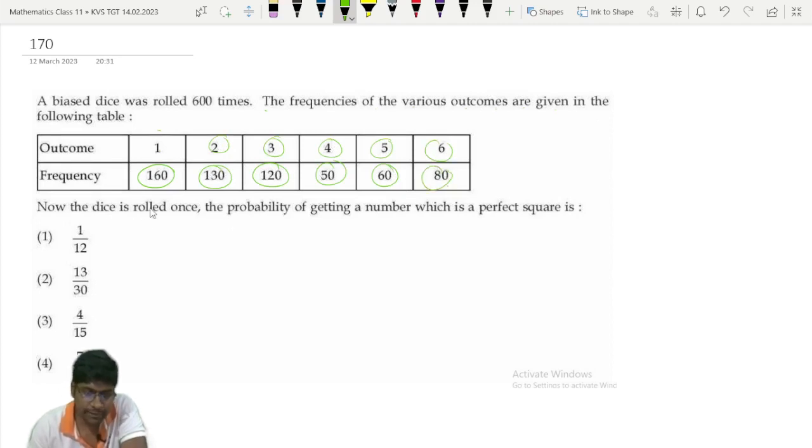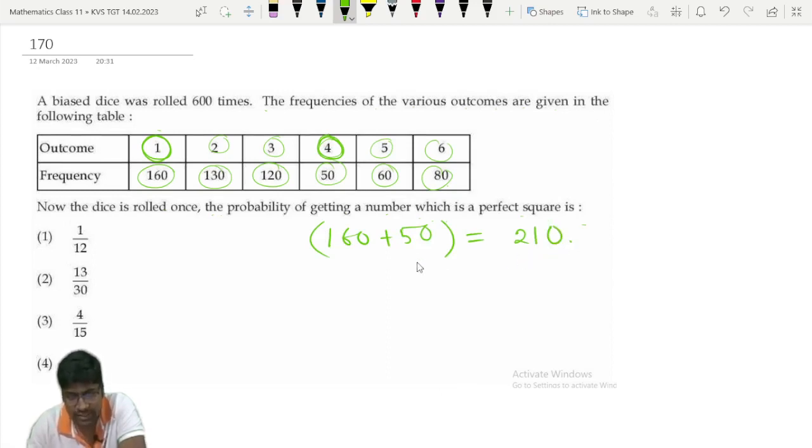Now the dice is rolled once. The probability of getting a number which is a perfect square is what? Now in a dice, how many perfect squares are there? Only 1 and 4. Is there any other? 1 and 4, these two are perfect squares. So what is the number of favorable outcomes then? 160 plus 50, that is equal to 210. That is the number of favorable outcomes.